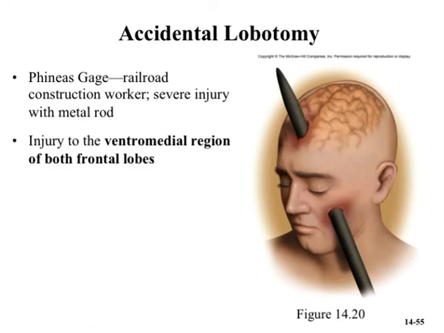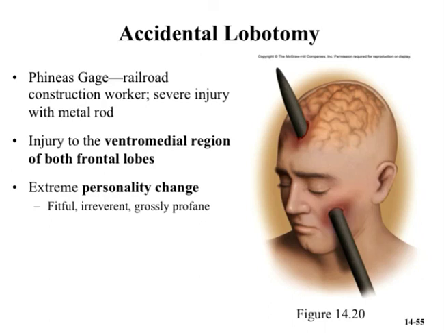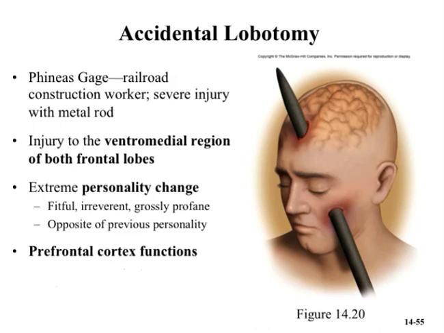He didn't die, which was nothing short of a miracle. It caused an extreme personality change. He became fitful, irreverent, and grossly profane, where before he had been, by all accounts, a perfect gentleman. This was the opposite of his previous personality. Because of these types of events, this event in particular, we were able to assign certain roles to the prefrontal cortex, such as planning, moral judgment, and emotional control.